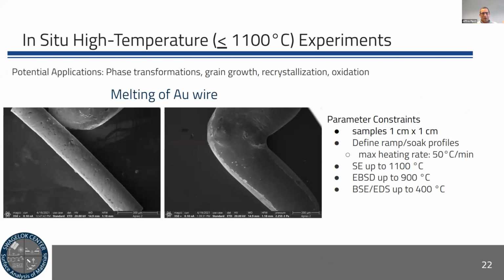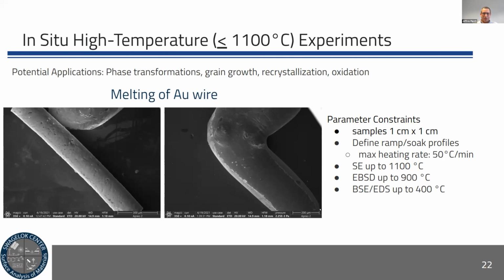And in addition to the Hummingbird system that we're currently in the process of purchasing and then we will be installing very soon, we currently have a high temperature stage where we can heat samples while in situ while imaging. We can do secondary electron imaging up to 1100 C. We can do EBSD up to 900 C, and then backscattered imaging or EDS up to 400 C if you want to see chemical changes. And this is an example of melting of gold wire in the SEM.